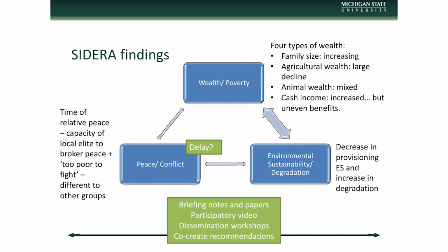It's increased, but only for some groups, and this is where the equity dimension becomes particularly important. If you have access to town because you live closer to town, you're more able to get temporary jobs or sell fuel wood or such. So there's uneven benefits from that.